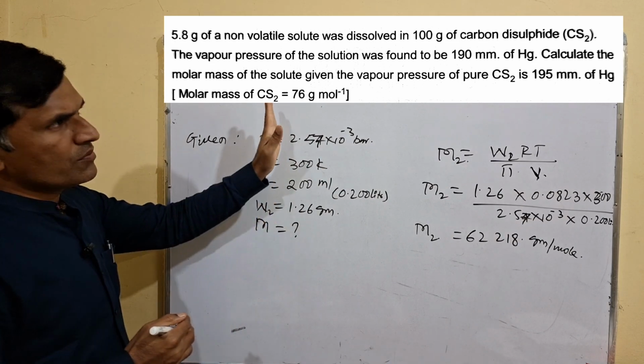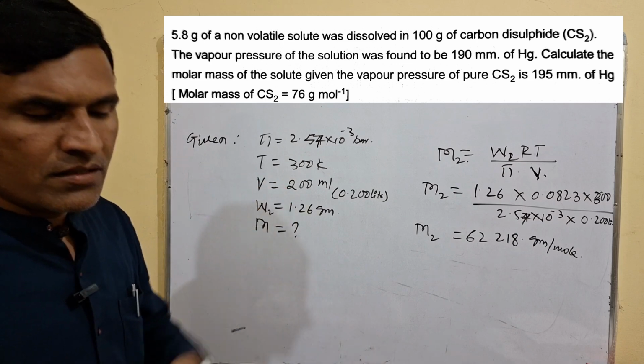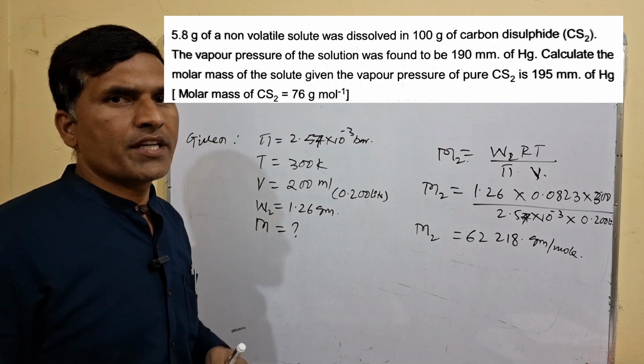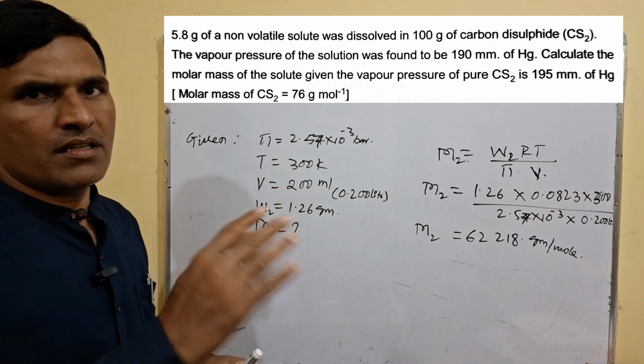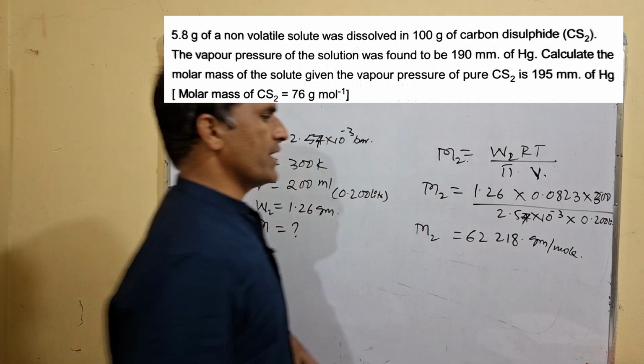This is on osmotic pressure, right? So I believe that we have solved one problem on each colligative property. We will repeat them, with little differences. So we'll see the problems, right? Let us move on to the next.